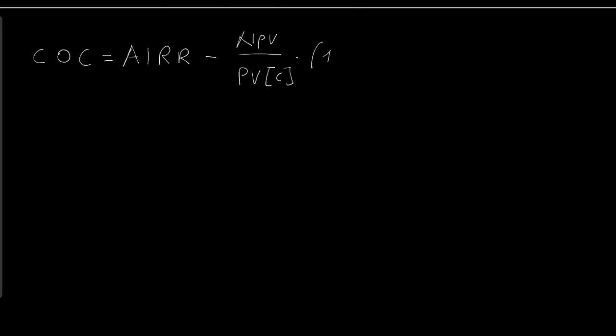In the previous videos we have seen that the cost of capital may be drawn from the project rate of return with the following formula. It just suffices to subtract from the AIRR the NPV per unit of invested capital and multiply by 1 plus the first period cost of capital.